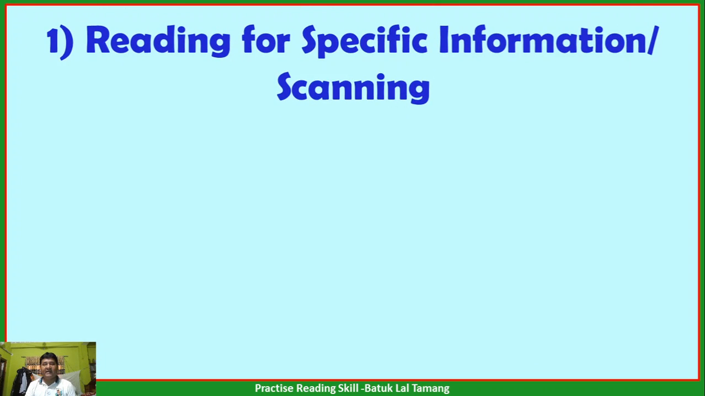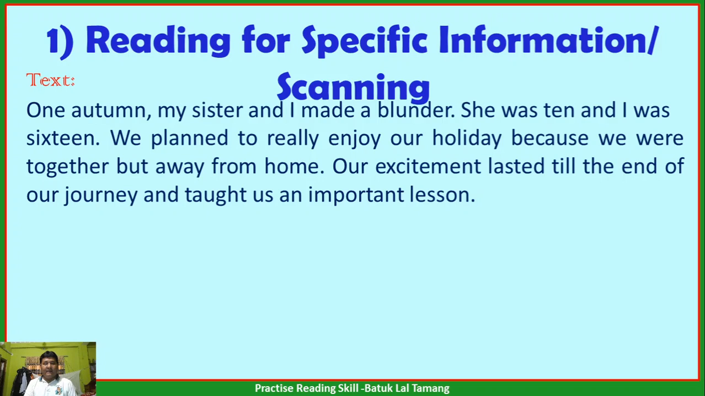The first type of reading sub skill, that is scanning sub skill of reading. In other words, it is called reading for specific information. I have given you a text here. This text is from the grade 10 textbook, The Story of Two Sisters. And the text is like this. One autumn, my sister and I made a blunder. She was 10 and I was 16. We planned to really enjoy our holiday because we were together but away from home. Our excitement lasted till the end of our journey and taught us an important lesson.